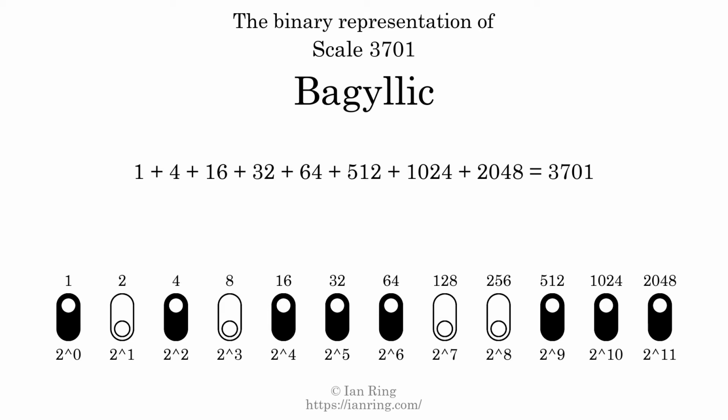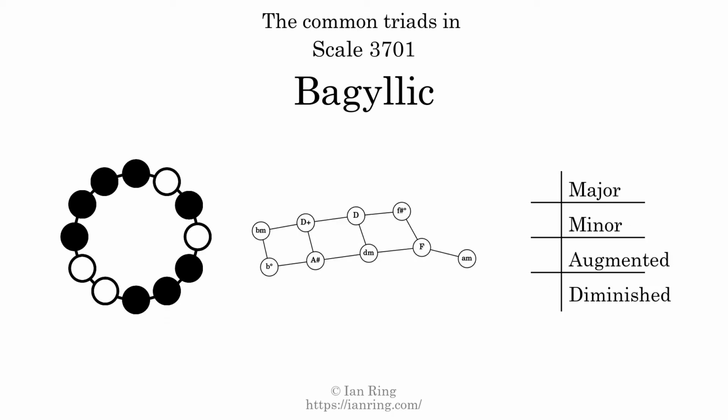The scale number not only enumerates the scale with a unique index, but it also literally describes the tonal content of the scale. Represented as a binary number in base 2, the scale number is 1110011100101. Here are the common triads present in this scale.